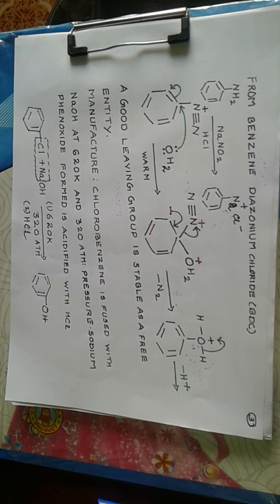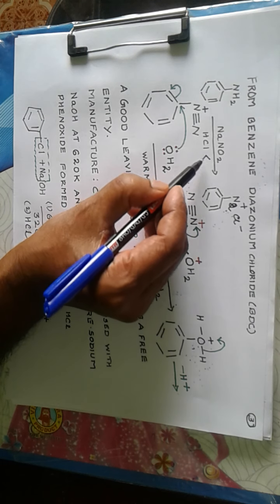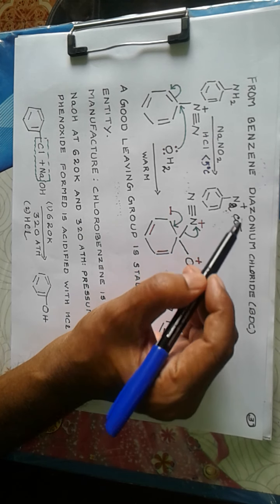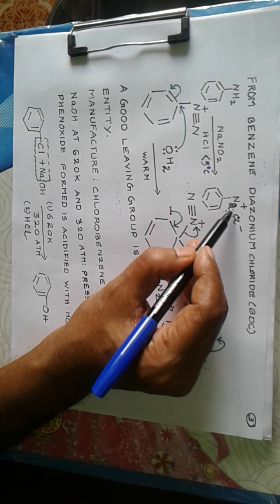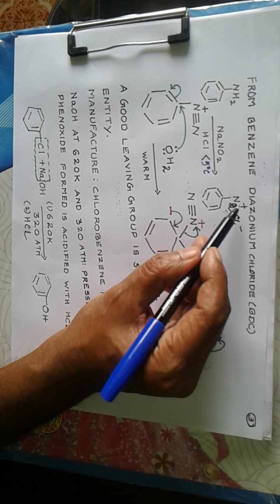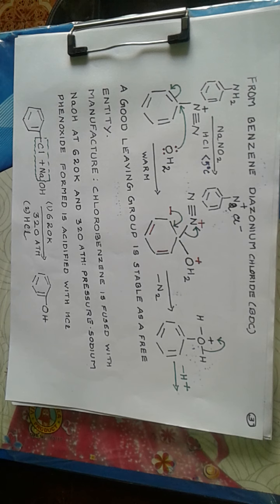Now in the laboratory, benzene diazonium chloride, abbreviated as BDC, may be used for preparing phenol. Now benzene diazonium chloride, we have seen it earlier. In which reaction? In the Sandmeyer reaction. Aniline, the primary amine, is treated with sodium nitrite and HCl below 5°C. Then we get benzene diazonium chloride. Azo indicates nitrogen, diazo indicates two nitrogens, and the structure is C6H5 N2 positive Cl negative, that is benzene diazonium chloride.